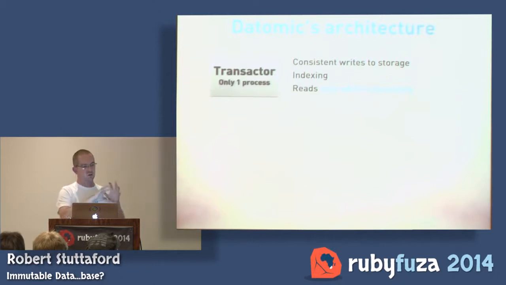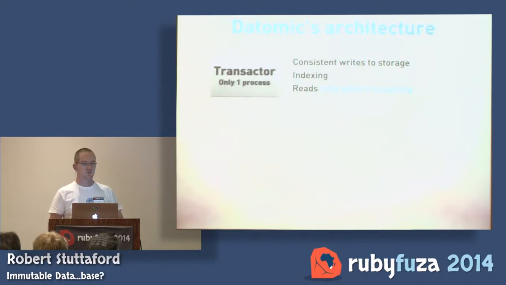What Datomic has done is broken that up into 3 pieces. The first piece is the transactor. And all the transactor is responsible for is writes. You tell it, put this in the database, and it will, in a single serial queue, make sure that they go in one by one. In any given system, you can only have a single active transactor.